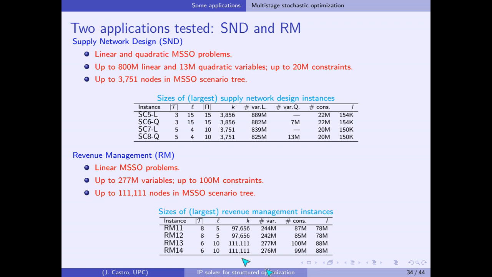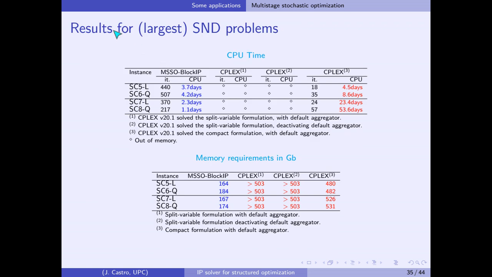Okay. What about the results? For the first type of instance, supply network design, this is a summary. We tested a lot of instances. These are the results for the four largest instances. These are the results with the specialized interior point method. And these are the results with simplex, considering different variants. We tuned simplex for different models and different variants, because we wanted to perform a fair comparison.